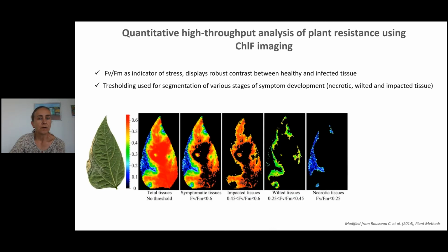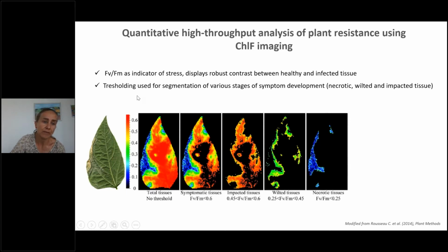And not to always say that FV/FM is not the best to be used in the stress response screening. Here I have one last example that I really like to show always, because I think it's a very nice example how FV/FM can be used as a very effective indicator of the stress. And this is a work referring to plant resistance analysis in the plants.